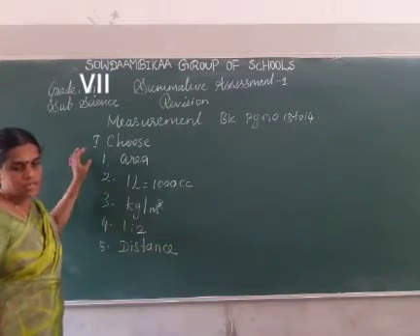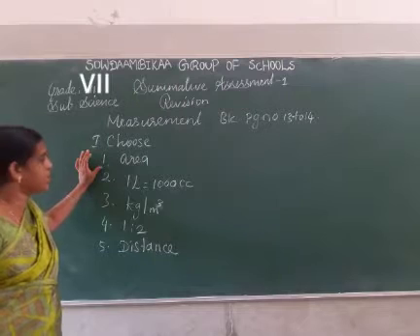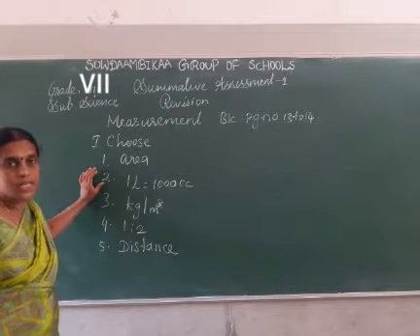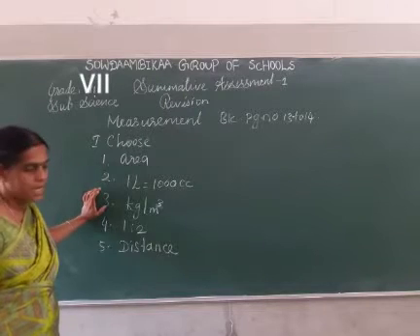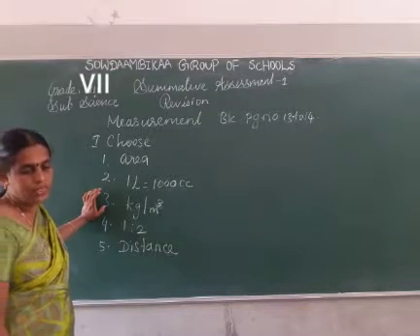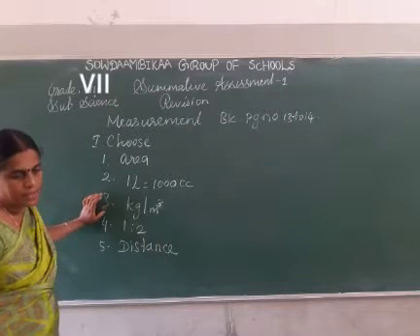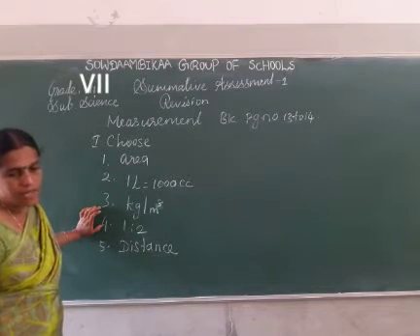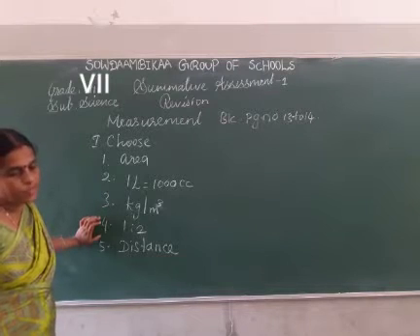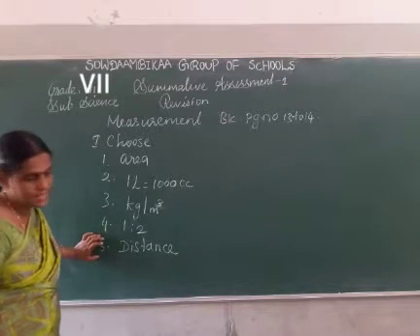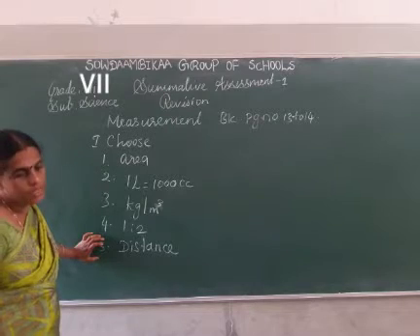So the first question: which of the following is the derived unit? Area. Second one, which of the following is correct? 1 liter equal to 1000 cc. Next, the SI unit of the density is kilogram per meter cube. Next one, the 2 spheres have an equal mass and volume ratio 2:1, the ratio of the density is 1:2. The light year is the unit of distance.